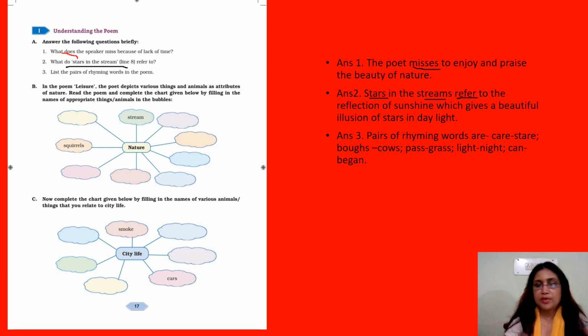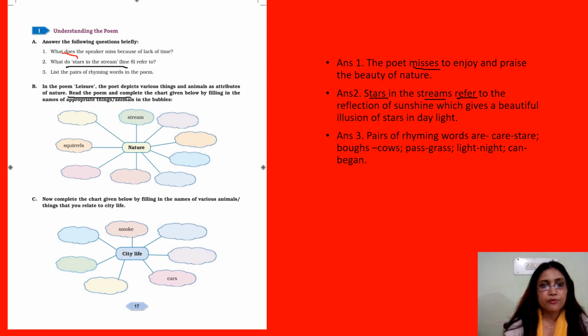List the pairs of rhyming words. You already know the rhyming words. The pairs of rhyming words are cows, bows; scare, stare; pass, grass; light, night. This is very easy. Now, in the poem, the poet depicts various things and animals and attributes of nature. Read the poem and complete the chart given below.